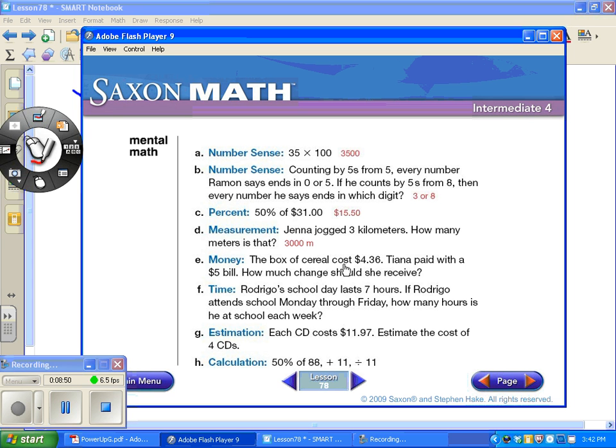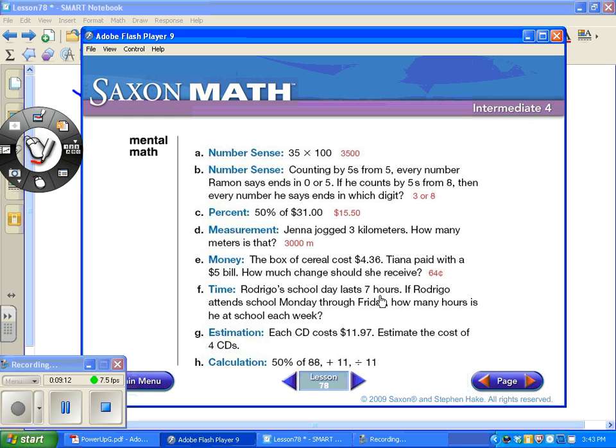Money. The box of cereal cost $4.36. Tiana paid with a $5 bill. How much change should she receive? Let's work mentally with the change first. From 36 to 40 would be 4 cents. And from 40 all the way to the $5 mark would be 60. So add that together and you've got 64 cents.